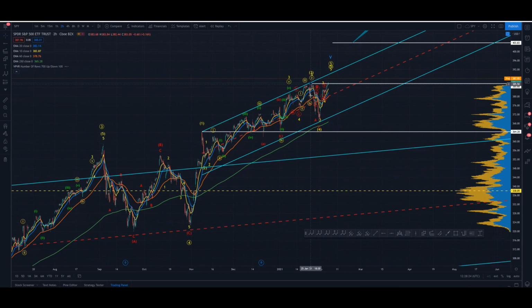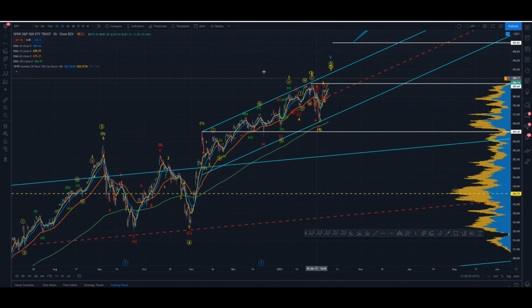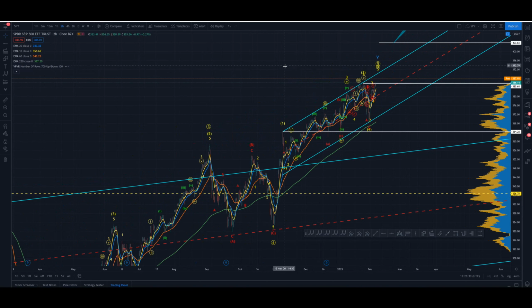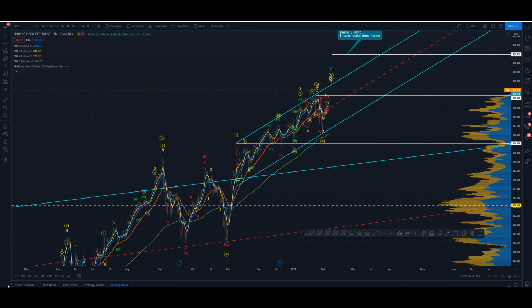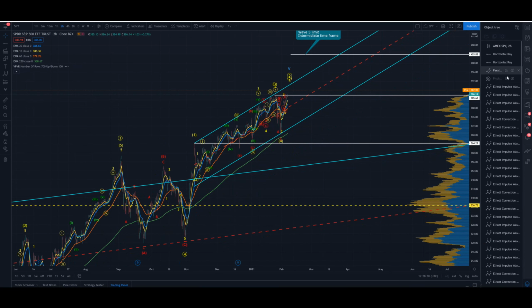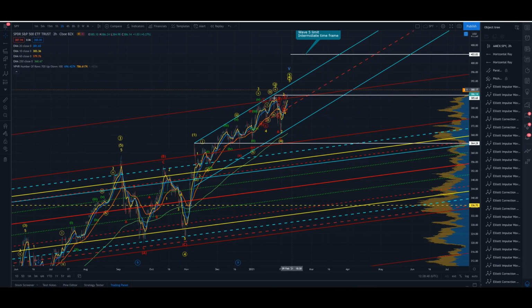This is the only count I've been able to make work in an impulse wave at the moment, and I'm happy with it. And let me just show you some of the reasons. I've already shown you on the long-term time frame why I'm happy with it, but if we just look at the short-term confluence here for a minute. So we had this pitchfork. Right, now we're right stuck around the top of this pitchfork at the moment, as you can see.